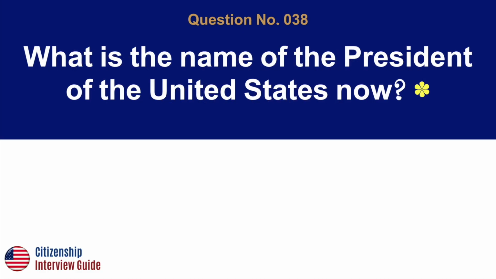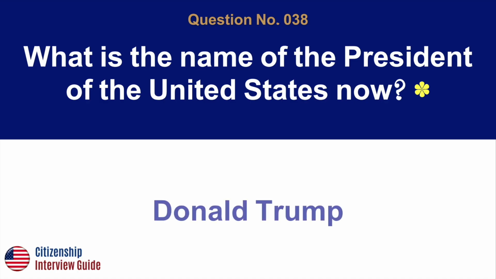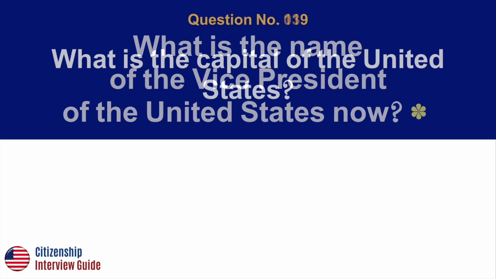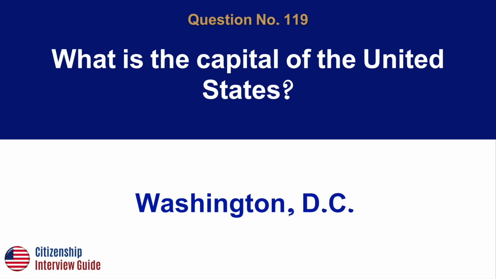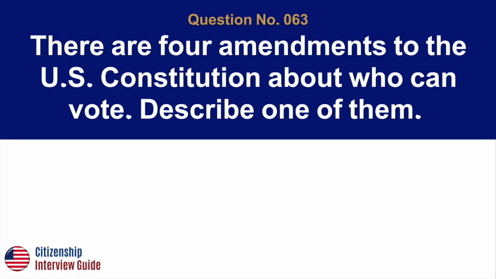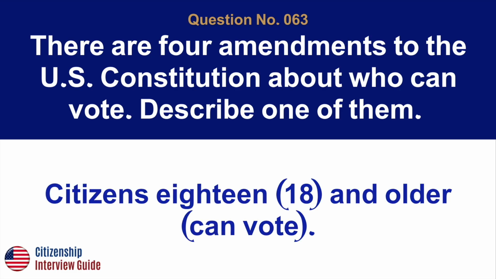What is the name of the President of the United States now? Donald Trump. What is the capital of the United States? Washington, D.C. There are 4 amendments to the U.S. Constitution about who can vote. Describe one of them. Citizens 18 and older can vote.